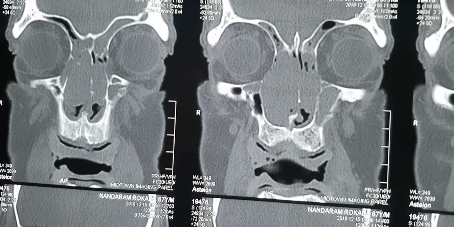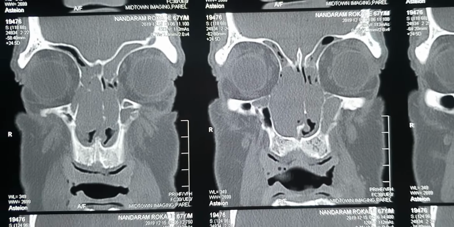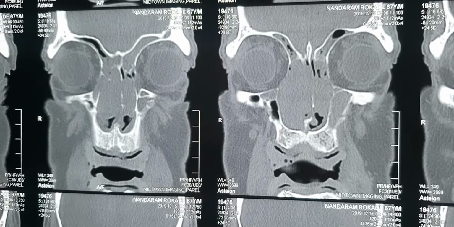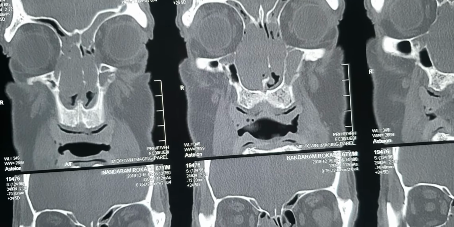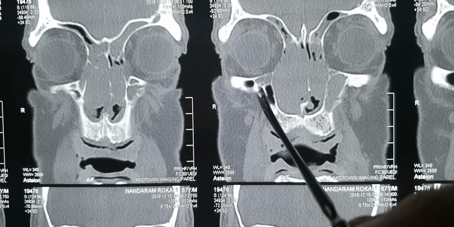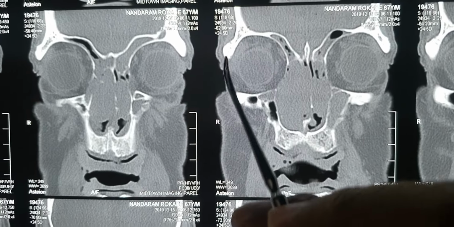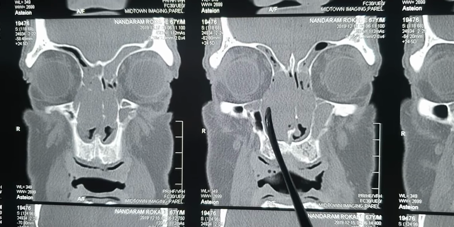Now, what is a Haller cell? A Haller cell is yet another anterior ethmoidal cell which pneumatizes the lower floor of the orbit. That is, it is infraorbital in nature. So this cell over here is the Haller cell. Now this is the orbit, and this is below the orbit, so this is infraorbital.